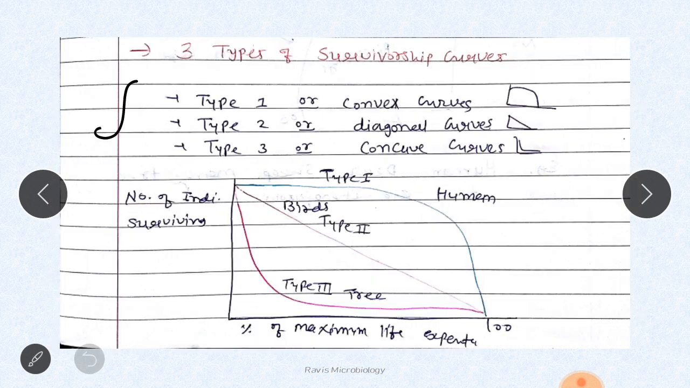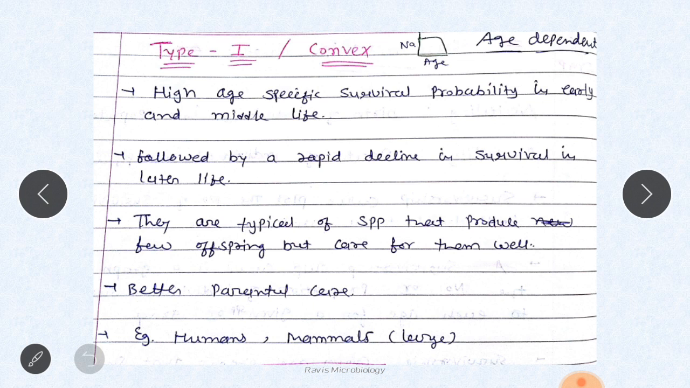There are three types of curves: type 1, type 2 and type 3. Type 1 is also called the convex curve, type 2 is the diagonal curve, and type 3 is the concave curve. Here you can easily see. Type 1, the convex curve, is completely age dependent, with high age-specific survival probability in early and middle age, followed by a rapid decline in survival in later age. As they become very old, they complete their lives. They are typically species that produce few offspring but give more care to them.